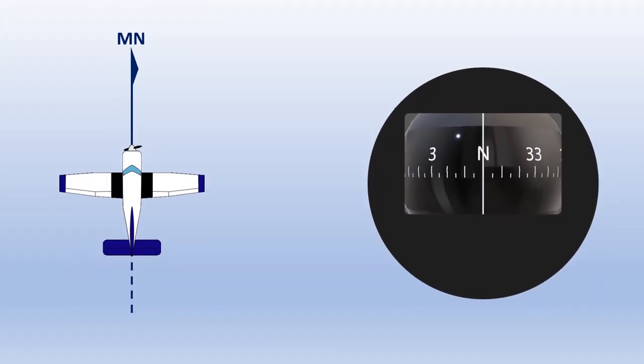In an ideal situation, when you want to fly on 360 degrees magnetic heading, you need to align your compass to 360 degrees. However, due to aircraft magnetism, sometimes the direction of magnetic north and compass north is not the same. To fly on 360 degrees magnetic heading, you need to offset the compass heading as shown on the screen. The angle between magnetic north and compass north is known as deviation.